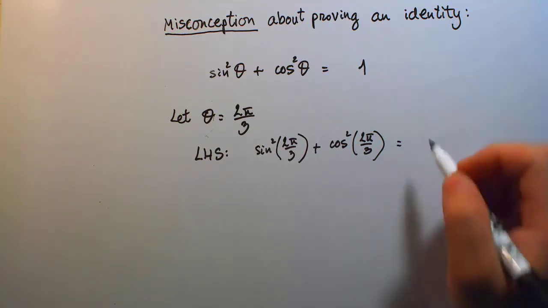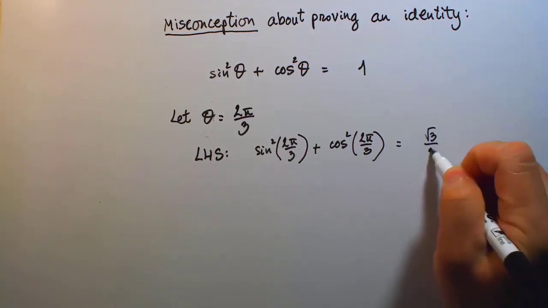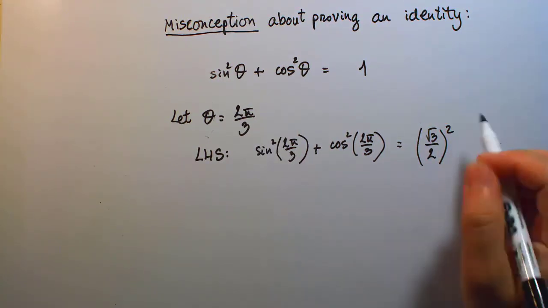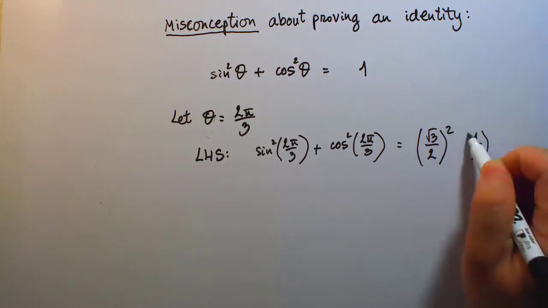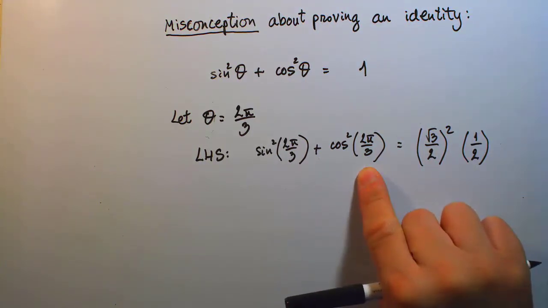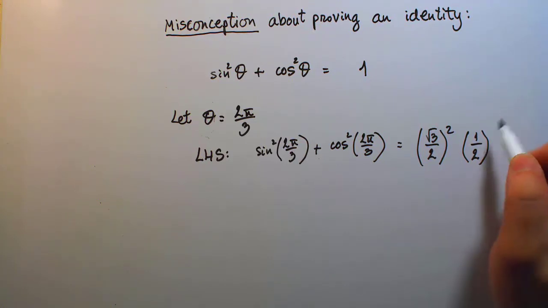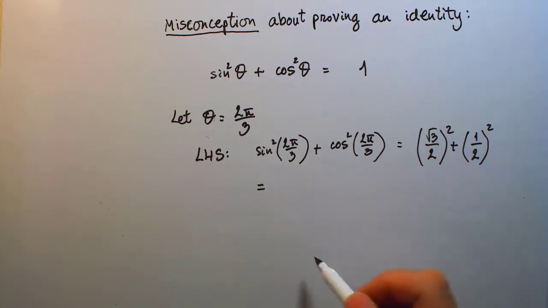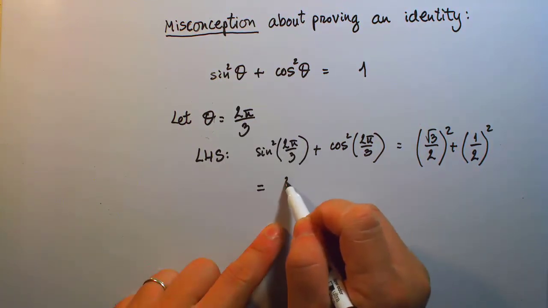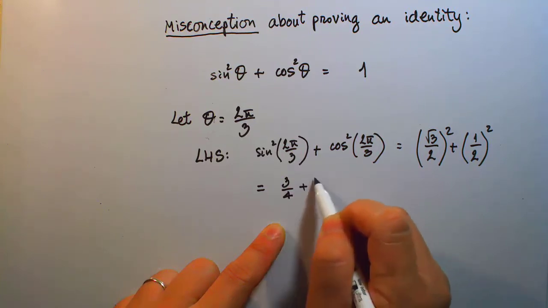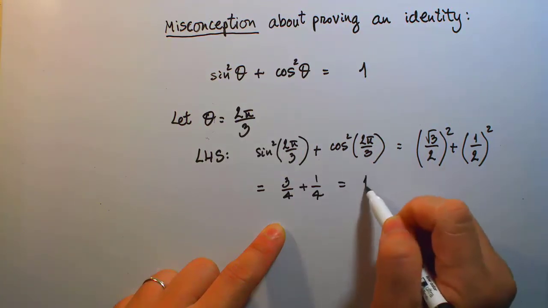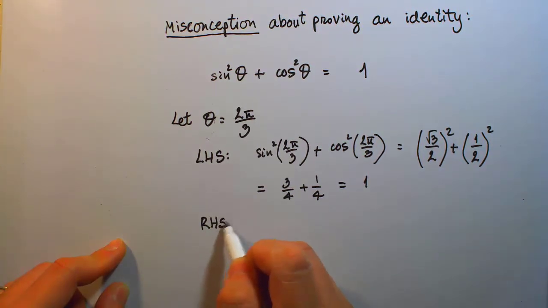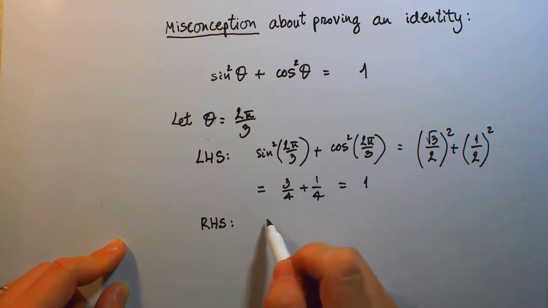we have square root 3 over 2 for sine of 2 pi over 3, and then here we square, and then we have 1/2 for cosine of 2 pi over 3. We square, and add these two values together, so the left-hand side ultimately produces 3/4 plus 1/4, which all adds up to be 1, and the right-hand side is permanently 1.